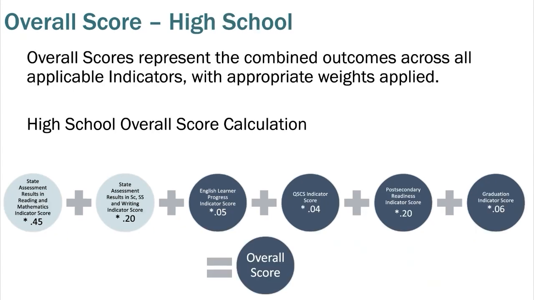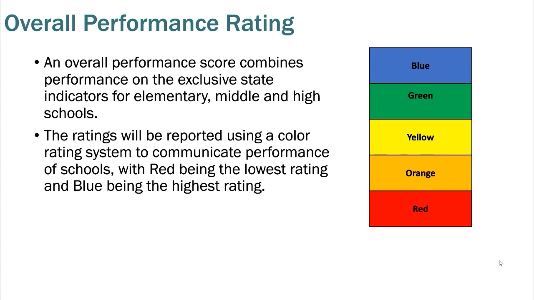And then finally, for the high school calculation, you'll use the weighted indicator scores for reading and mathematics, science, social studies, and combined writing, EL progress, quality of school climate and safety, post-secondary readiness, and graduation indicator to determine the high school overall score. And that overall score will be what we use to determine the overall performance rating. The overall performance rating will be reported as a color, with red being the lowest rating and blue being the highest rating.